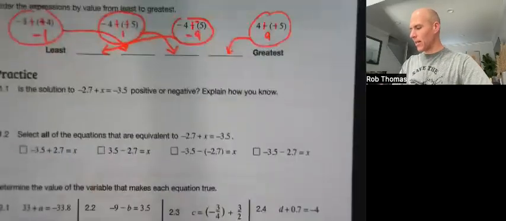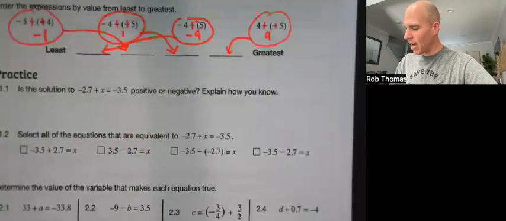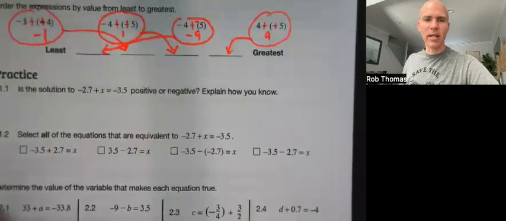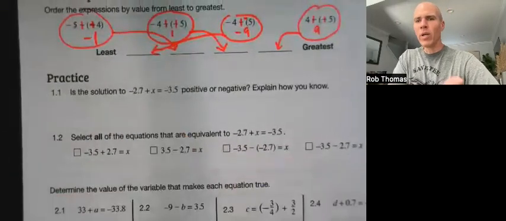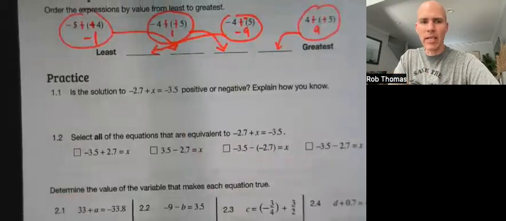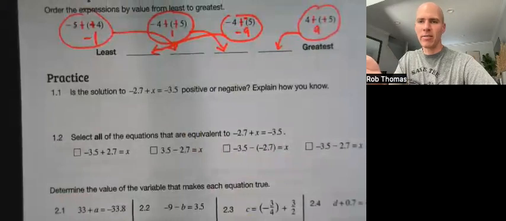All right, next is the solution to -2.7 plus x equals -3.5 positive or negative? Explain how you know. Okay, we could solve it, right? We've been practicing solving these, but maybe we could just think about whether the answer needs to be positive or negative without really having to solve it.